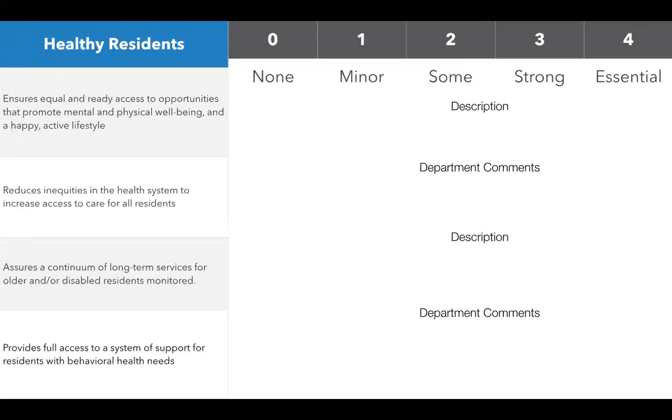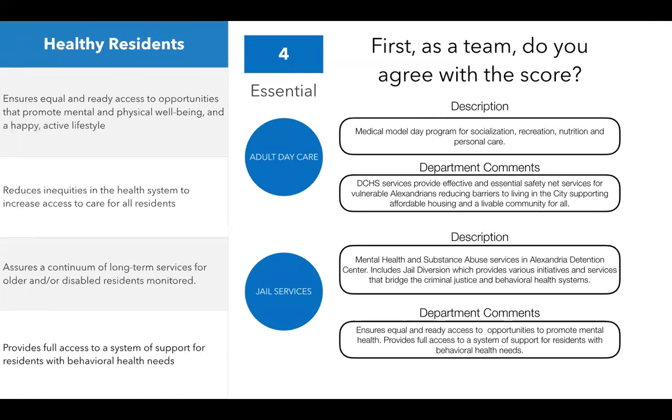Just some ways to approach the data. So I have taken 2 services out of your inventory, and these are both services that scored a 4 in the result area of healthy residents. One of the things that we ask that you do is to look for consistency. So I picked these 2 randomly, and you will have both the description and the department comments in order to help you determine if this score of essential to healthy residents is in fact relevant and correct.